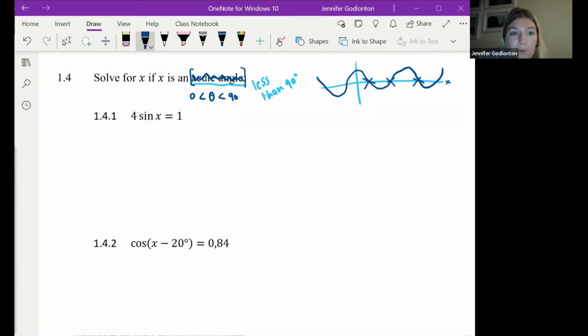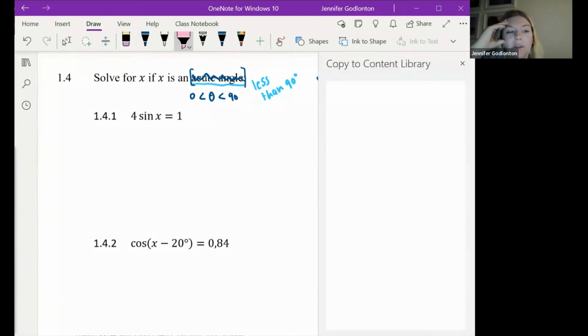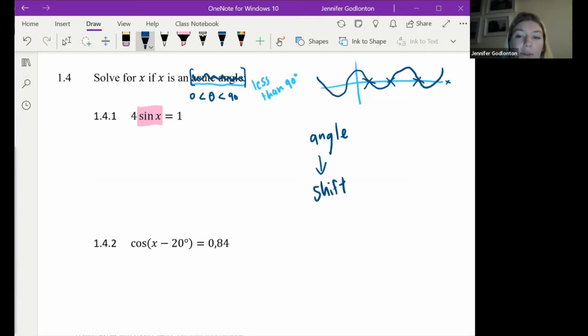Okay, so 1.4.1, I would like you to find the value of x. Let's see if you remember. What's my married couple here? Who are the people I'm trying to keep alone on one side? Sine and x, nice job, Portia. We're trying to isolate that. That might help. And we're looking for an angle, and when we're looking for an angle, we use shift.